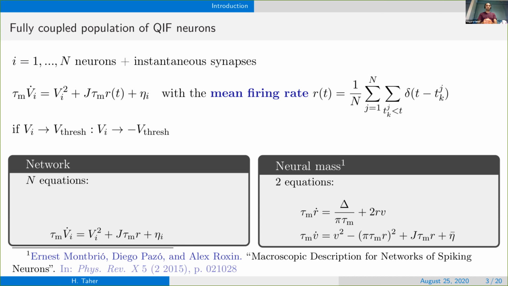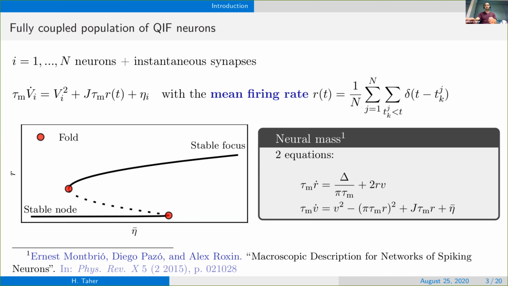This neural mass model, this original Montbrió model, has been studied already quite extensively. It has a bifurcation structure which looks something like this. We have as a bifurcation parameter this current eta. For small current, we have a stable node. For large currents, we have a stable focus. And in between, we have some multi-stable regime with these twofold bifurcations.